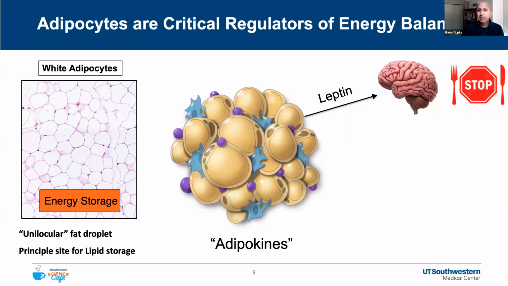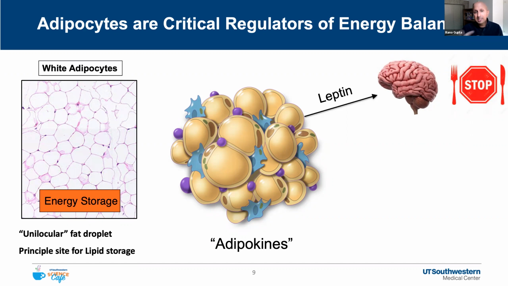This is a signal that's raised as one becomes obese that then tells the brain, hey, I'm good. We have enough energy to store. Please stop eating. This kind of revolutionized our view of fat cells as not just regulators of energy storage, but also regulators of food intake, playing a role in various aspects of controlling energy balance.